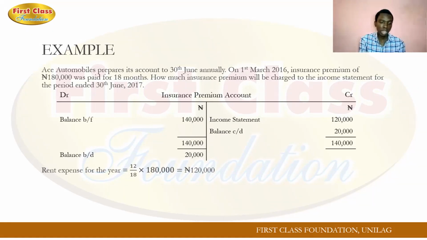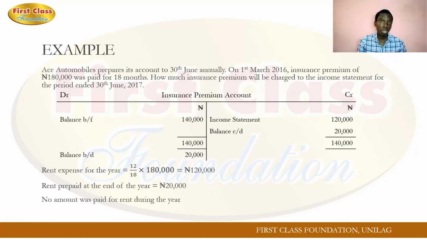So the rent expense I calculated as 12 over 18 times 180,000, giving us 120,000. Then the rent expense prepaid at the end of the year is 20,000. Now, no amount was paid for rent during the year. All we have is a carrying forward of the previous balance, which was able to cover this period and then still have an outstanding balance for the next period.